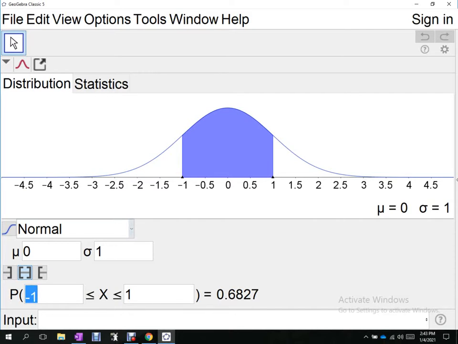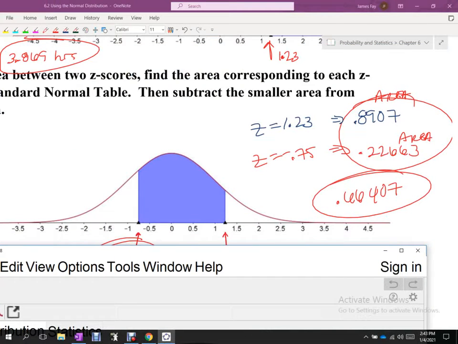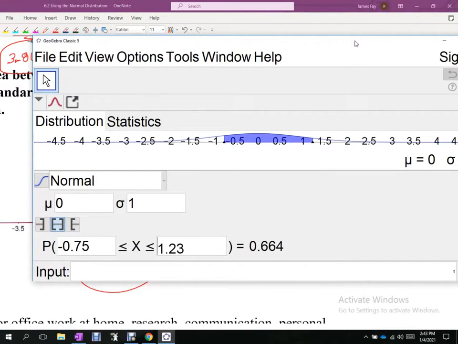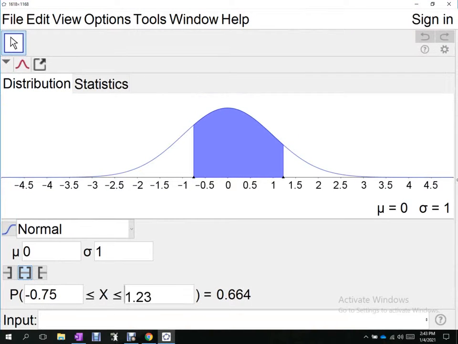So we wanted between negative 0.75 and 1.23. It's 0.664. We found it to be 0.664. Does that make sense? Obviously, the technology takes all the thought out of it, right? There's not a whole lot we had to do there other than type in our z-scores.